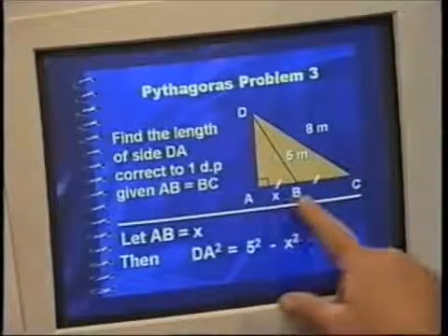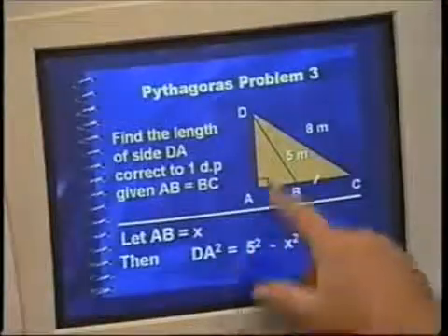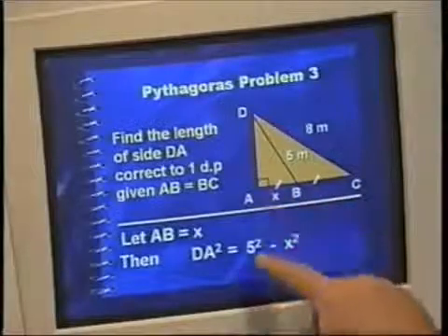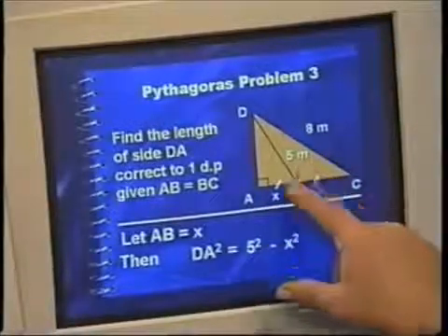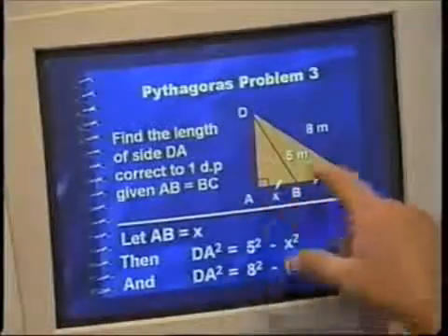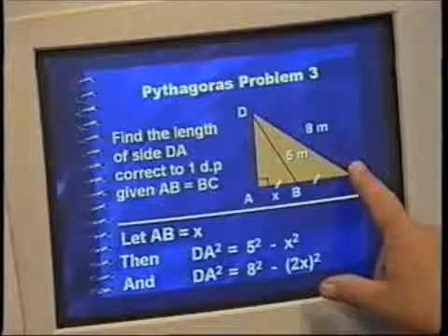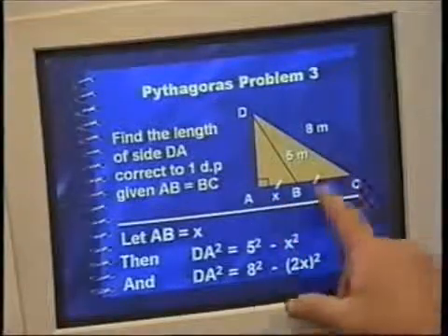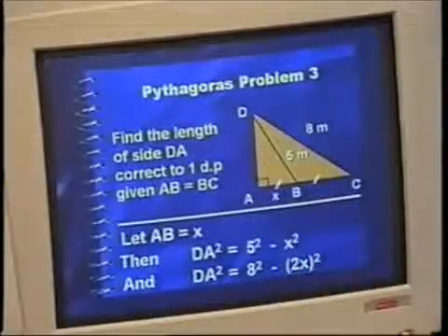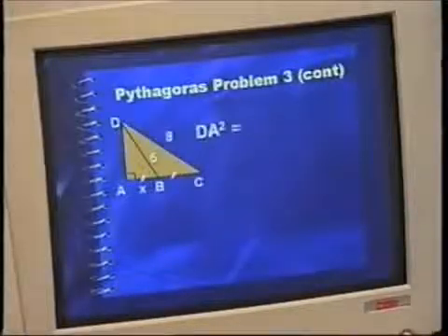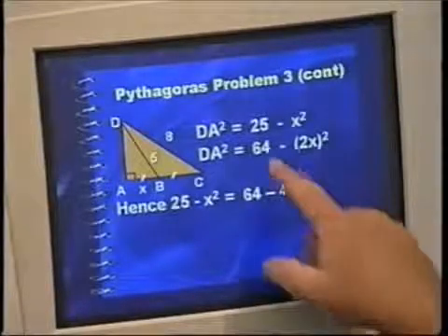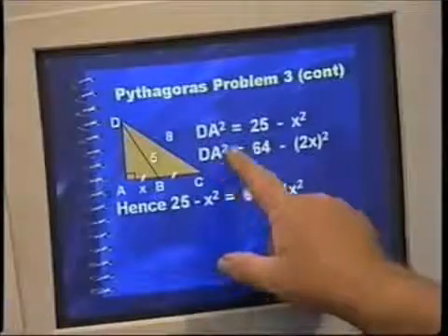Now, how do we go about it? We let that AB side be x, and then from Pythagoras we know that DA squared must be equal to 5 squared, the hypotenuse squared, minus x squared. But we also know in the big triangle that DA squared must be equal to the hypotenuse squared minus AC. Now AC is, if that is x and that's x, must be 2x. See, here we get into algebra. When you work that out, then here we've got those two equations. DA squared must be equal to DA squared.